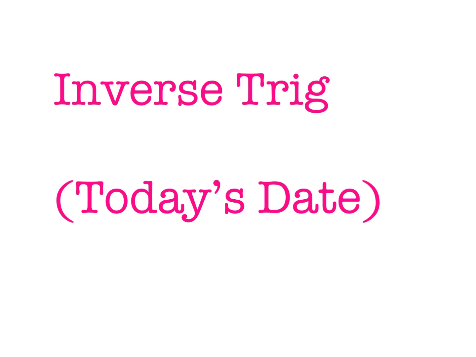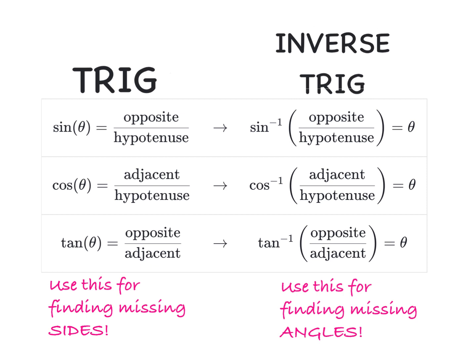So today this is inverse trig. Now what's the difference in trig and inverse trig? The main thing is that with trig, we used it for finding the missing sides of a triangle. So for example, we'd have an angle and one side, and then we would plug it into our formula and solve for x, right? And find the missing sides.